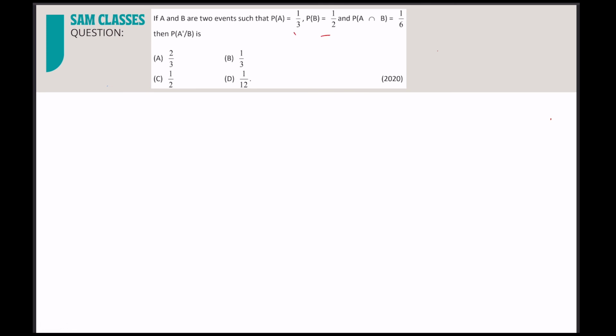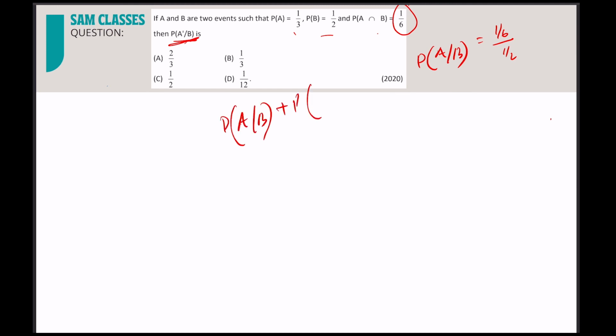Probability of B is half. Probability of A intersection B is 1/6. What is the probability of A bar by B? So first we need to find probability of A by B. Probability of A intersection B, that is 1 by 6, divided by probability of B, that is 1 by 2. So 1 by 6 and 1 by 2, what we will get? 1 by 3. Now again we'll use the formula P of A by B plus P of A bar by B is equal to 1. So already I know this is 1 by 3, so this is 1 minus 1 by 3. So directly 2 by 3.